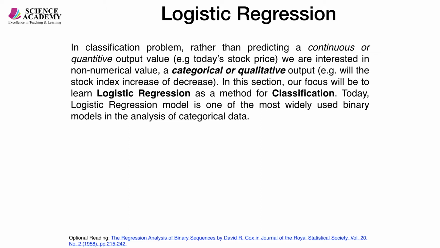If you remember, while exploring linear regression, we worked with problems where we were predicting continuous or quantitative outputs like the house price, today's stock price, and such examples. In this section, when it comes to the classification problem, we are interested in non-numerical values, a categorical or qualitative output, like whether the stock price is increasing or decreasing. We have answers yes or no. In this section, our focus will be to learn logistic regression as a method for classification.